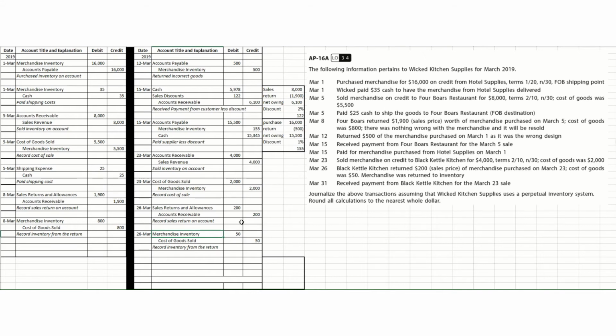The next item says March 31st, we received payment from Black Kettle Kitchen for the March 23rd sale. So in this situation, we need to determine what they actually paid us. Similar to before, they purchased $4,000, they returned $200, their net amount owing is $3,800, with a 2% discount resulting in $76 in sales discounts. So in this situation, we need to reduce our AR for the total amount owing of $3,800, record the sales discount as a debit for $76, and our cash coming in the door is only $3,724.